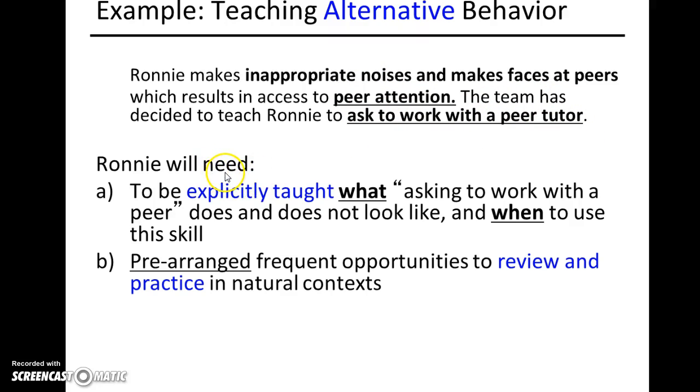So Ronnie will need to be explicitly taught what asking to work with a peer does and does not look like, and when to use this skill. Okay, so don't just assume that they know how to ask for something. And then prearrange the frequent opportunities to review and practice in natural context. So make sure that you organize your lesson plans so that there are opportunities for Ronnie to be able to try that, so that you can teach them in a natural context.